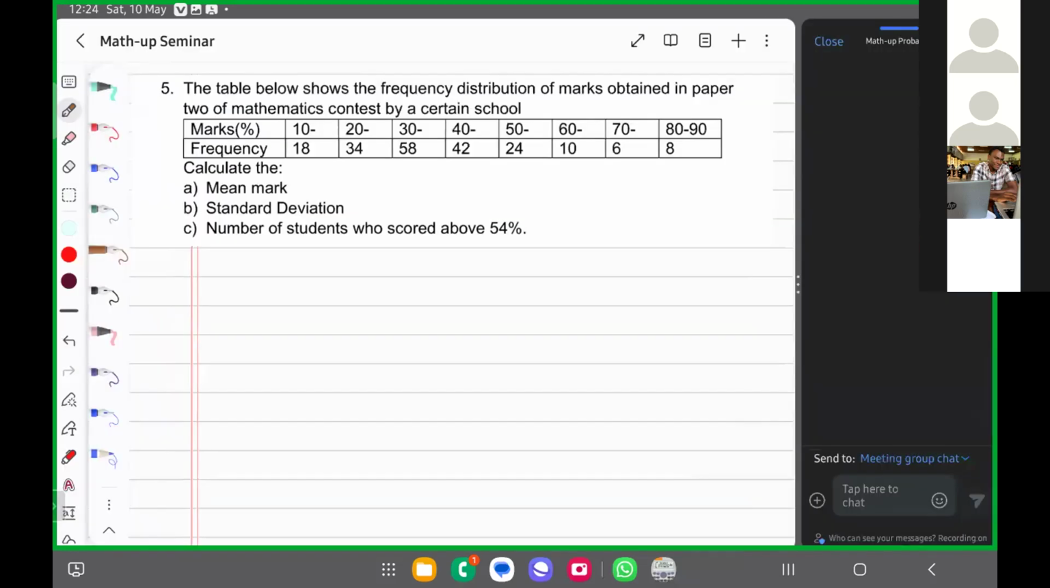Okay. And it reads, the table below shows the frequency distribution of marks obtained in paper 2 of mathematics contest by a certain school. I've been given a table of marks. It's having those classes and then marks and different frequencies. And we want to calculate the mean, standard deviation, and number of students who scored above 54%.